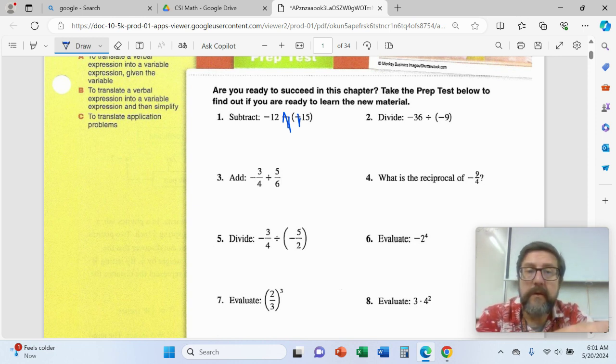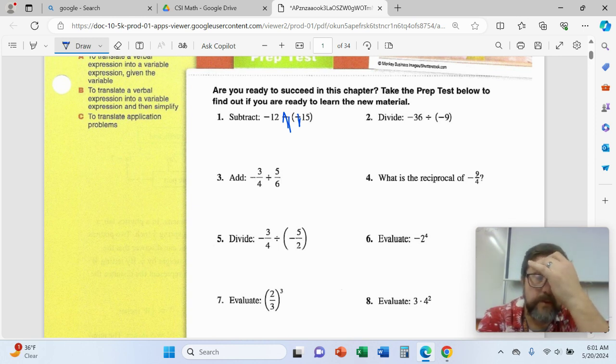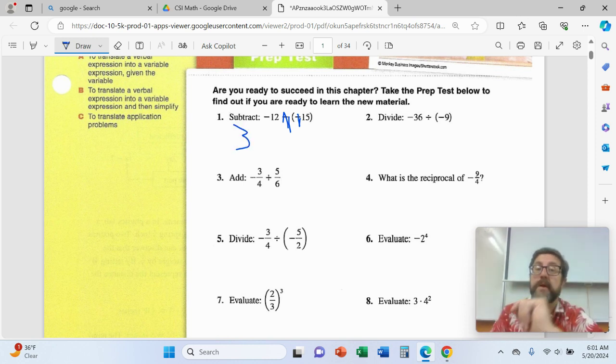So we have negative 12 plus a positive 15, and at this point we just take the larger, because when we're doing two opposites, or two different signs, we take the larger sign and we subtract the smaller. So it ends up being 15 minus 12, which should be 3.